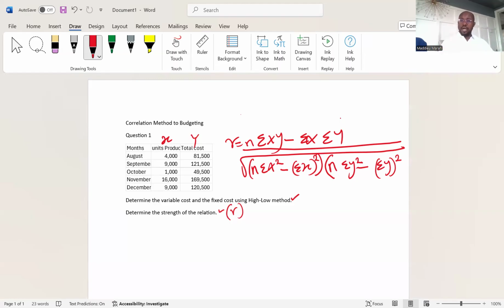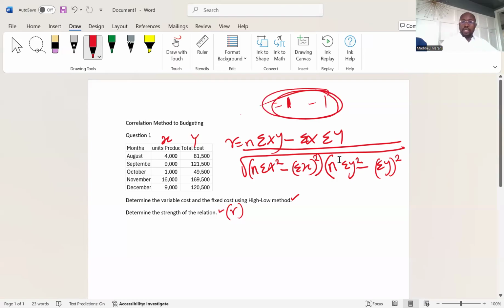In the first question we solved, we noticed that the strength of relation is equal to 1. Let me guide you again before we start solving this one. For all correlation questions, the answer will be between 1 and minus 1. If you solve a correlation question and the answer is 2, or 4, or 5, or 10, you are wrong. The answer should lie within these figures. This is a guide, this is the logic when doing it.